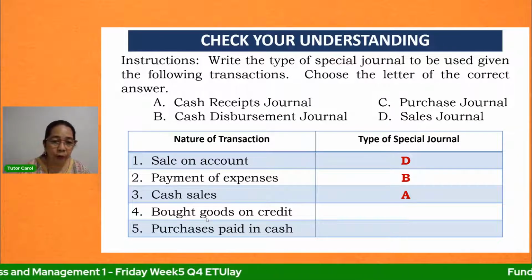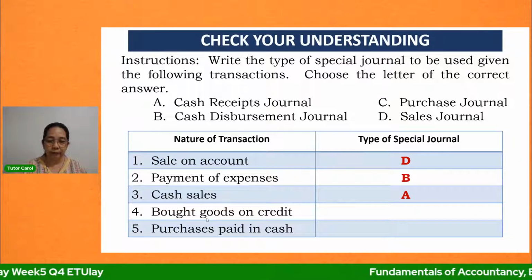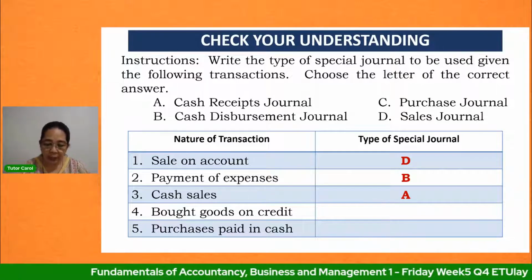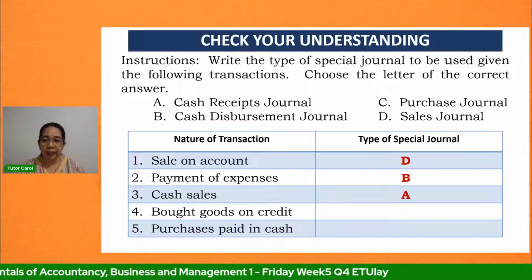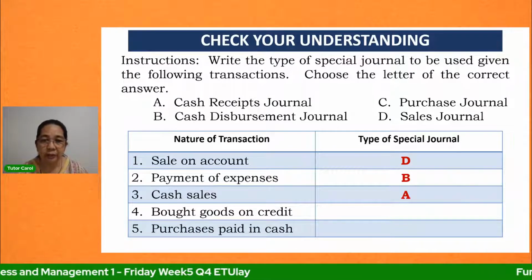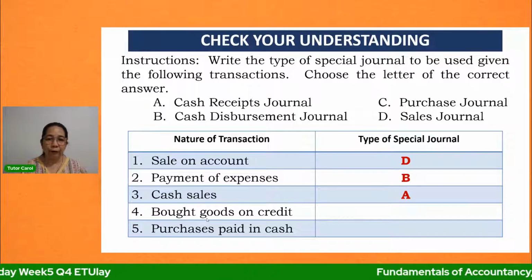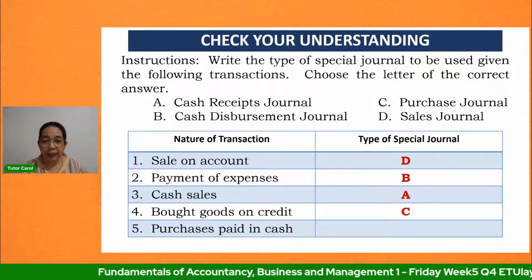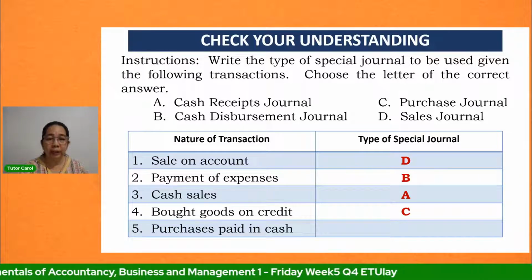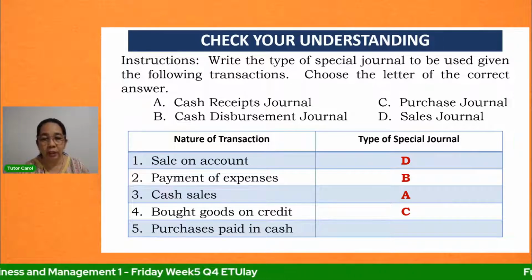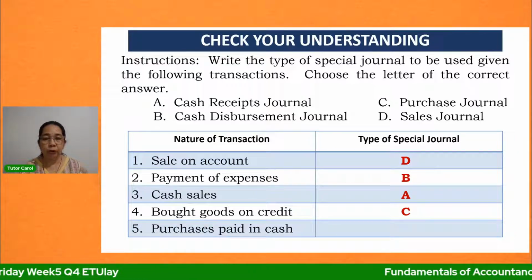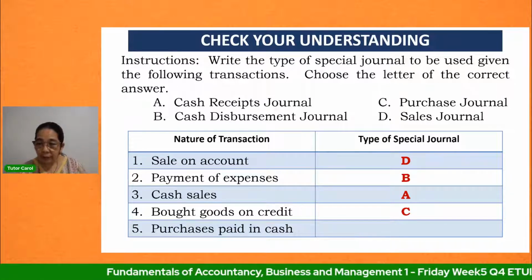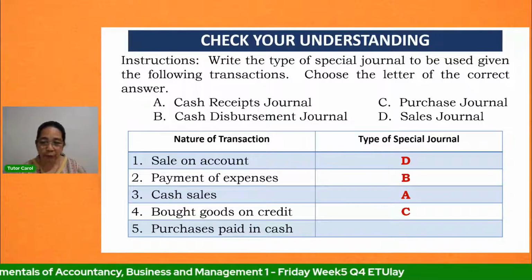Okay, number 4, bought goods on credit. Bought goods on credit. CJ, your answer is letter B. Sige na, tingnan natin. Let us reveal the answer. Number 4, bought goods on credit, it's letter C. Okay? Letter C po yan, purchase journal. Kasi pag bought goods ka eh, so nag-purchase ka on credit. Kaya purchase journal. Kasi pag binayaran mo yan, cash receipts journal. So, Miss Vanny, number 4. Yes, correct ka pa rin po, Miss Vanny.